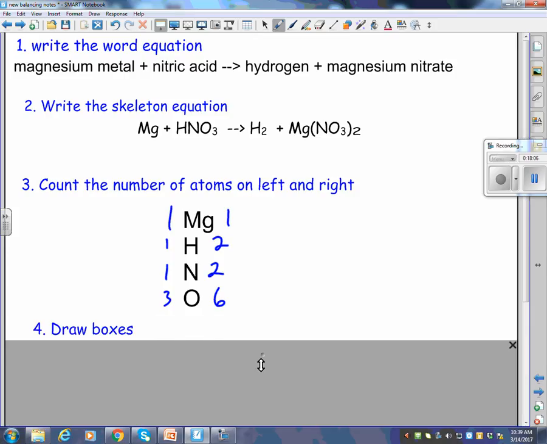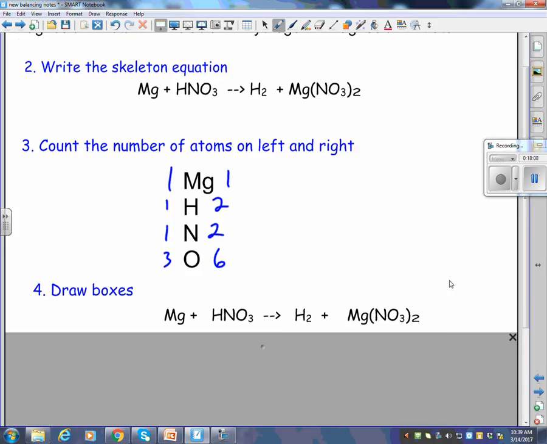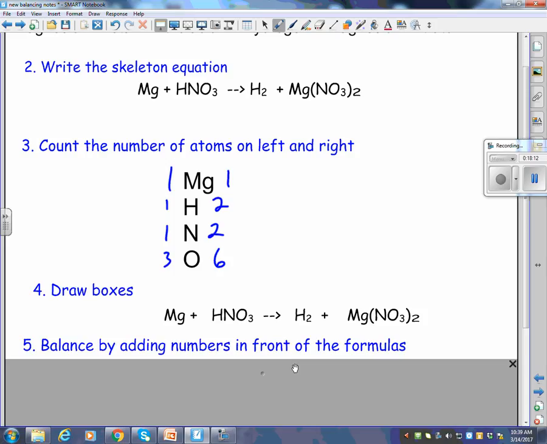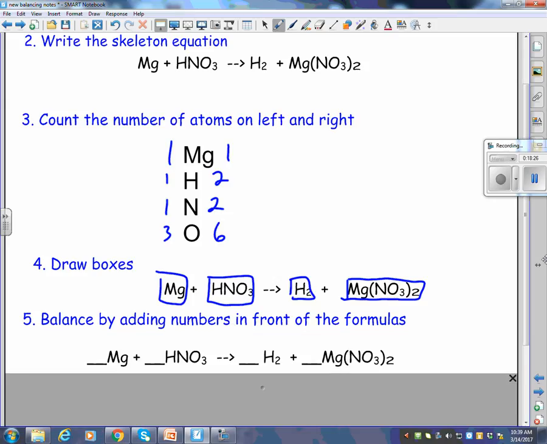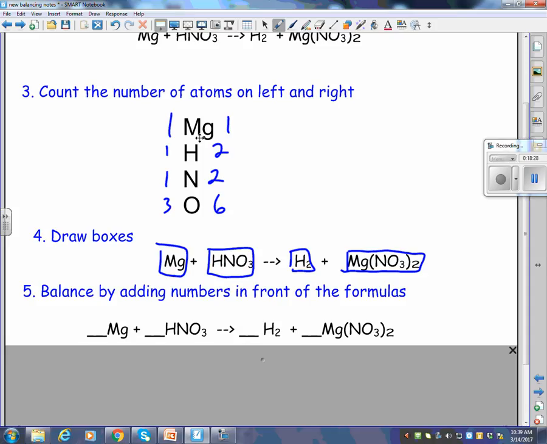Okay, next up, draw the boxes. And again, some of you won't find this step necessary, but when in doubt, do it. And remember, you can't change anything inside the boxes, right? Balance by adding numbers in front of the formulas. So what do I need? The Mg's are good. I need more H's, I need more N's, and I need more O's, right? How many more H's do I need? I need one more. I need 2 total, right? So I'm going to put a 2 there.